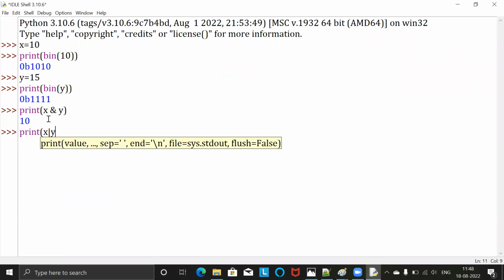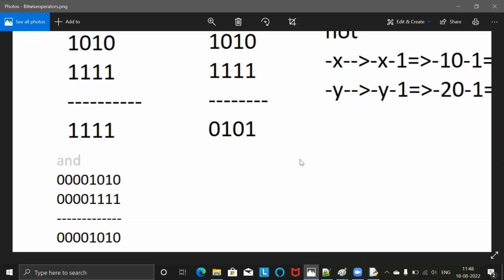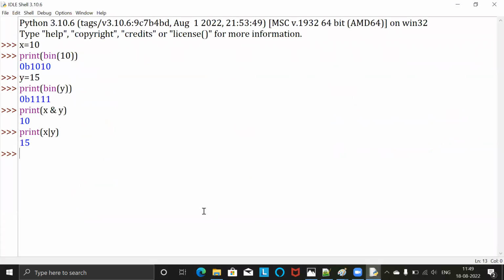Next, print x or y, which gives 15. This is the OR. In OR, if any one of the statements is true, then it returns 1. If both statements are true, then it also returns true. The value is 1 plus 2 plus 4 plus 8. 1 plus 2 is 3, 3 plus 4 is 7, 7 plus 8 is 15. So it returns 15.